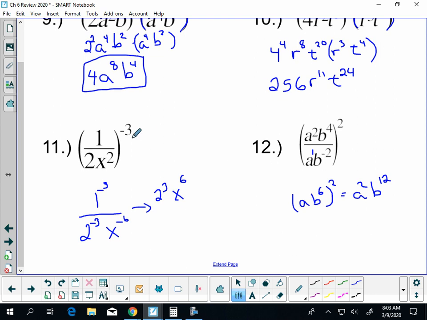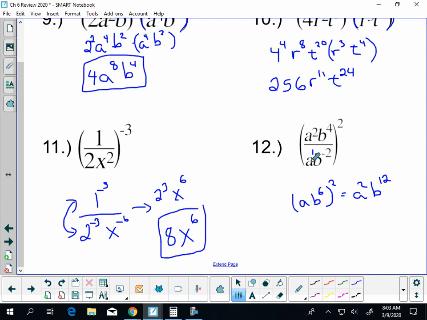On number 11, take that negative 3 and apply it to everything inside the parentheses, including the 2. So I get 1 to the negative 3, 2 to the negative 3, x to the negative 6. Everything on this one needs to be flipped because everything is a negative exponent. You could put this all over 1, but you don't really need to. And my final answer would be 8x to the 6.